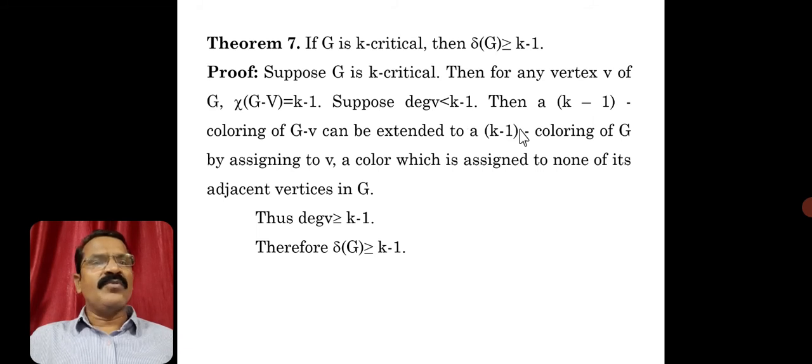Then a K minus 1 coloring of G minus V can be extended to a K minus 1 coloring of the graph G by assigning to V a color which is assigned to none of its adjacent vertices in G. So thus what we can say, degree of V is greater than or equal to K minus 1. Therefore the minimum degree of G is always greater than or equal to K minus 1 because V is an arbitrary vertex. So this is how we have proved the result.